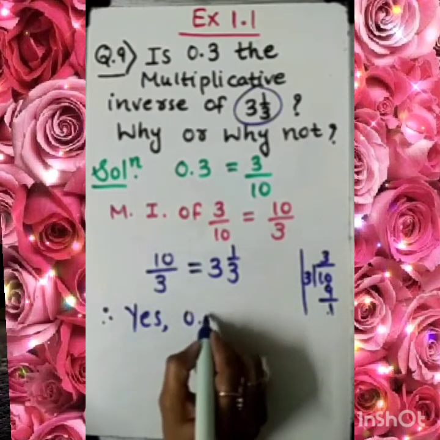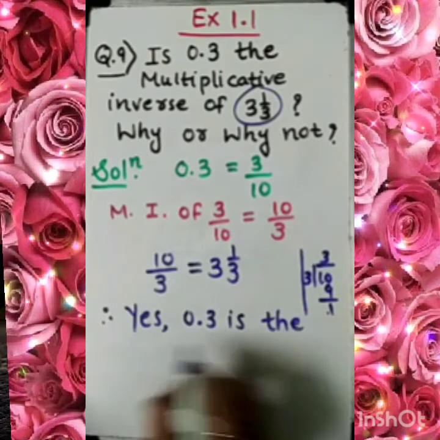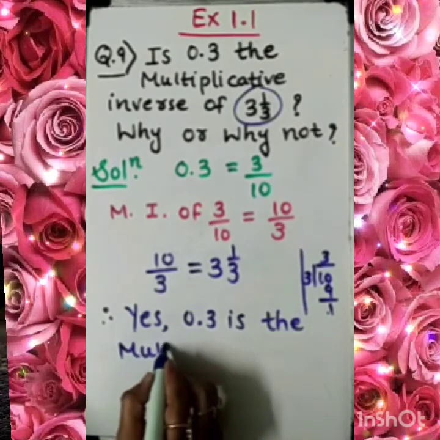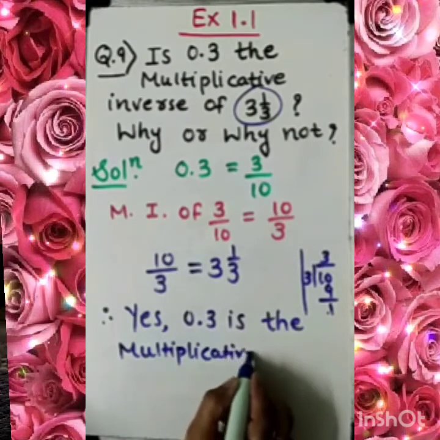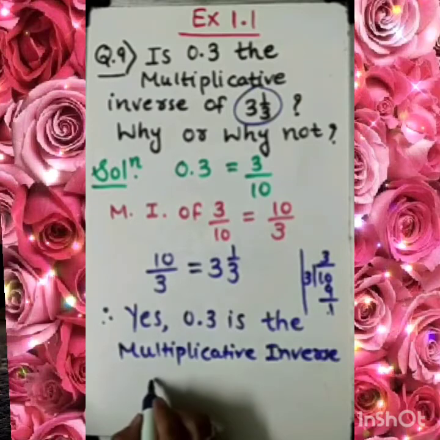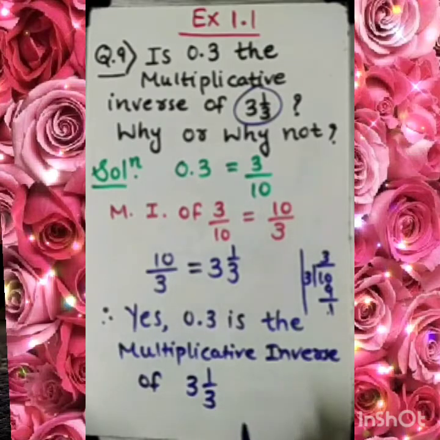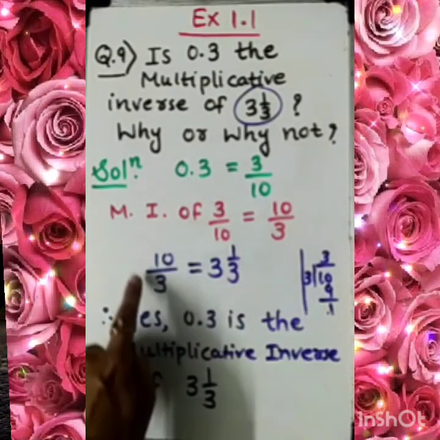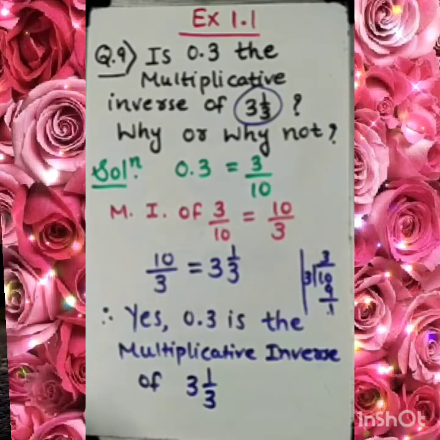Yes, 0.3 is the multiplicative inverse. Yes, it is a multiplicative inverse of which number? Multiplicative inverse of 3 1 by 3. It is 10 by 3 and which is quite similar with this. You see?